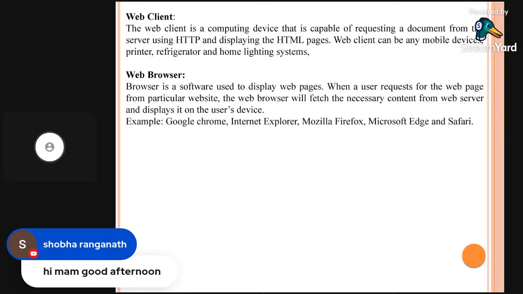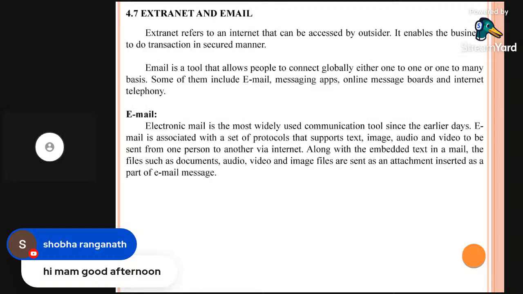Now, let us understand the concept of extranet and email. So far we were discussing the internet components. Now, it is for extranet and email systems. Extranet refers to the internet which can be accessed by outsiders. So, extra is out here. It enables the business to do transactions in a secure manner.